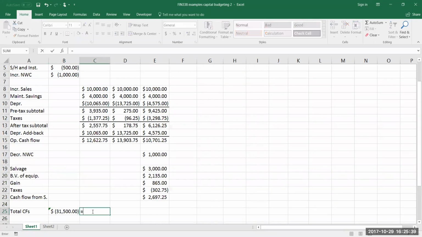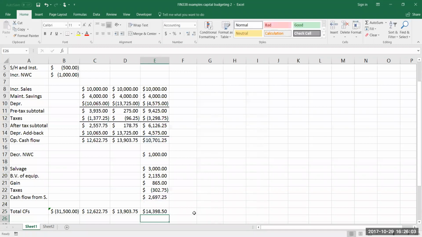My total cash flow for year 1 is just this operating cash flow, so there's nothing exciting about that. And the same is true for year 2. For year 3, I have the operating cash flow, and I also have this decrease in net working capital, and I also have the cash flow from sales. So I have to incorporate all 3 of those in order to get the total cash flow for year 3.